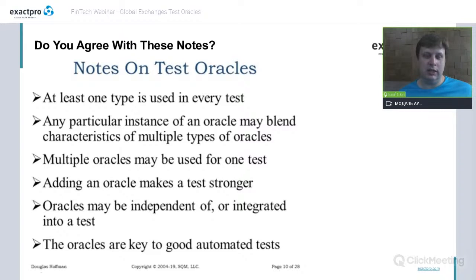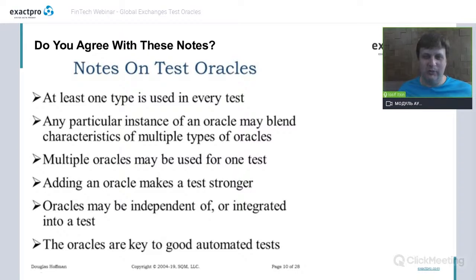Stronger tests are the tests that are more likely to discover behavior that requires human involvement and that is likely to be a problem in the software. Oracles may be independent of or integrated into a test. We'll talk about it a little bit later. And the oracles are key to good automated tests.